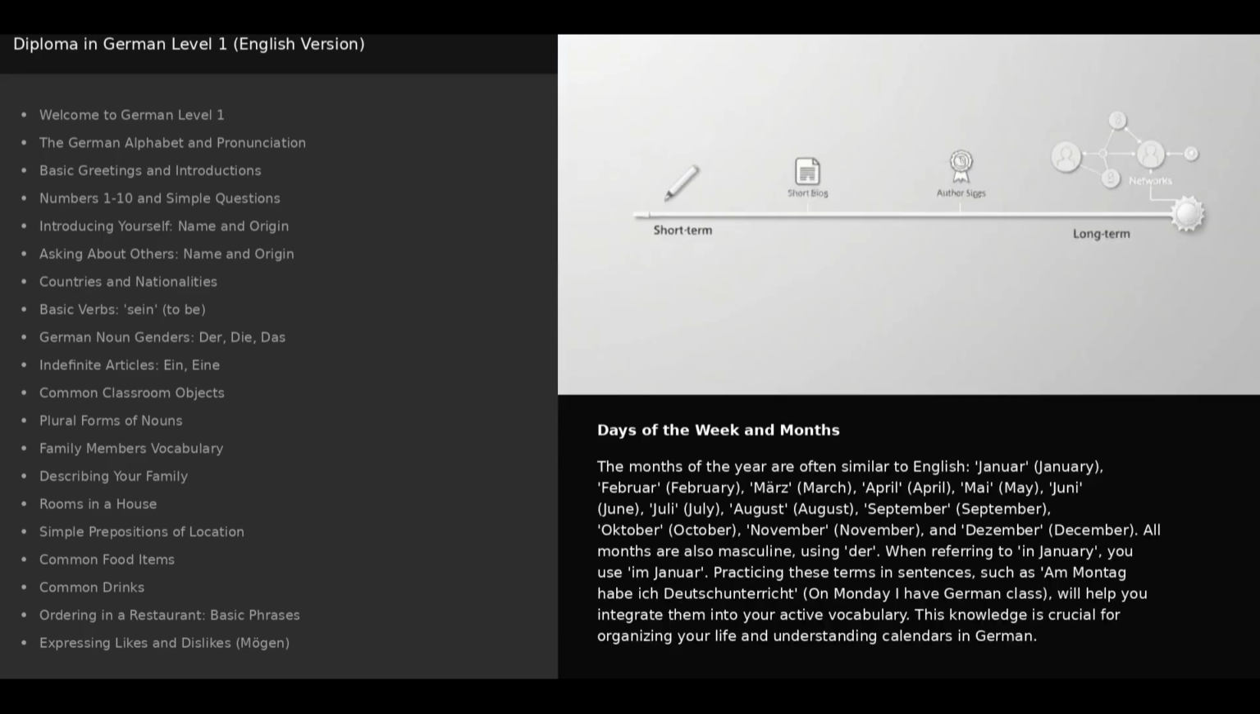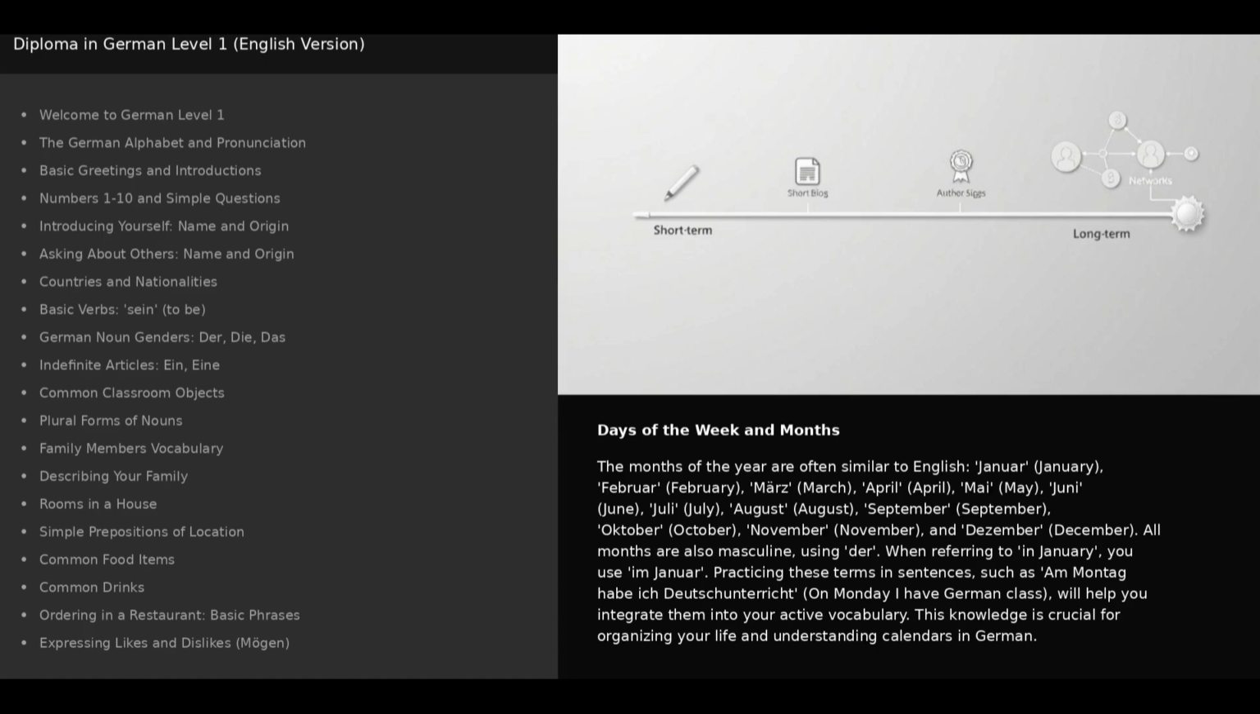The months of the year are often similar to English. Januar, January; Februar, February; März, March; April, April; Mai, May; Juni, June; Juli, July; August, August; September, September; Oktober, October; November, November; and Dezember, December. All months are also masculine, using der. When referring to in January, you use im Januar.